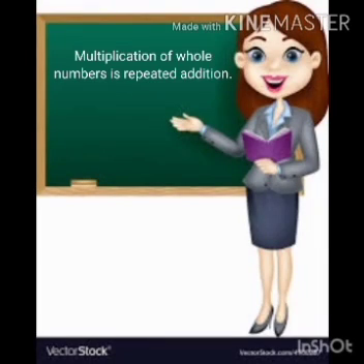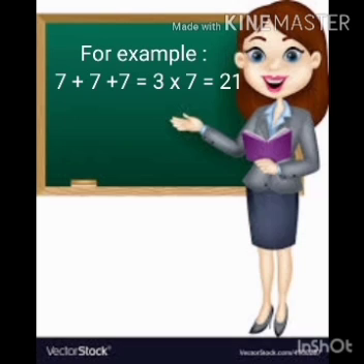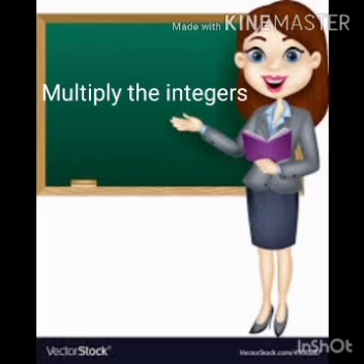Dear children, we know that multiplication of whole numbers is repeated addition. For example, 7 plus 7 plus 7 is equal to 3 into 7, which gives us 21. Now, let us see if we can multiply the integers in this way.